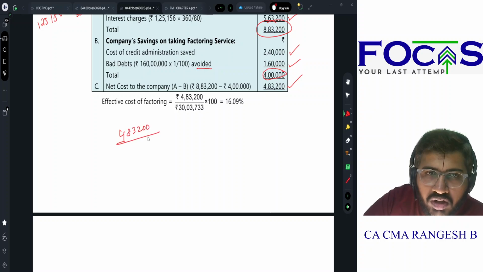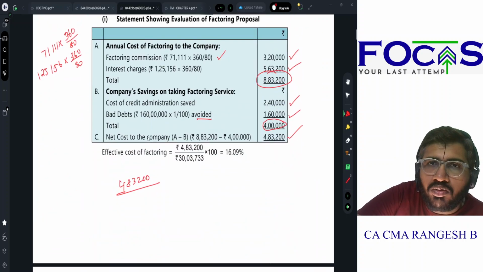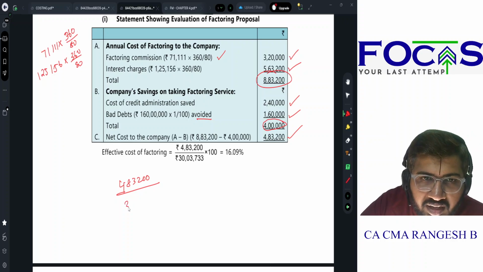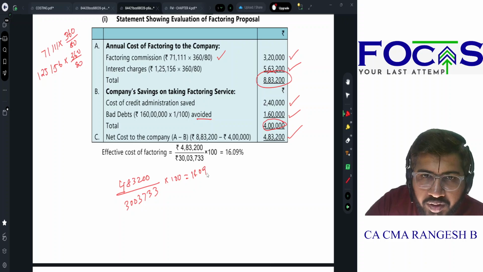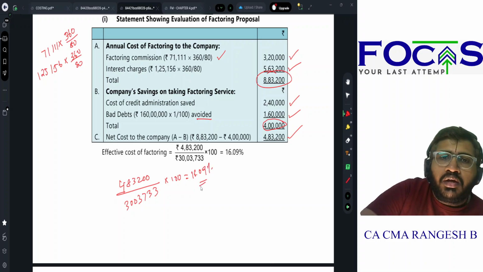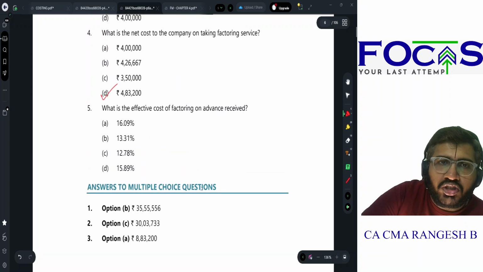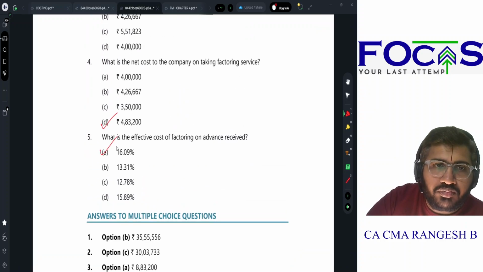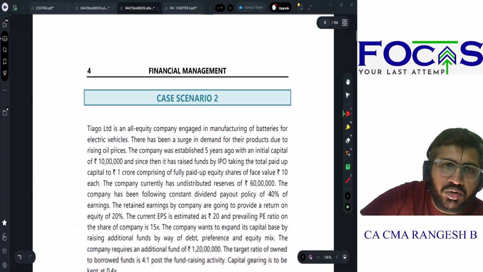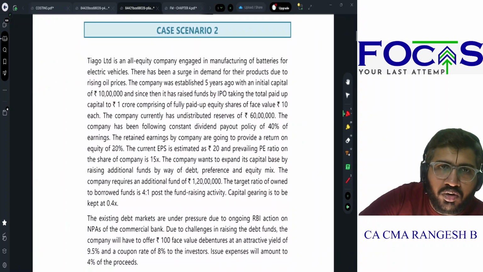4,83,200 is the cost. How much money will I get? 30,03,733 into 100. This will give me 16.09% as my effective cost. With this, your first scenario is over. Now let us move to case scenario 2.